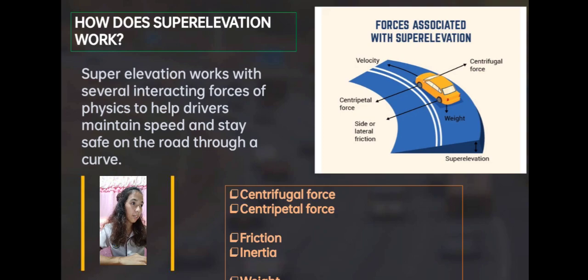Next is the weight. The weight is, of course, the vehicle's weight. Heavier vehicles, of course, create higher pressure compared to lighter vehicles. Next is the velocity or speed. It is one that combines with moisture to counteract friction on the road. So, these six forces all interplay to determine the need for super elevation on a road or highway.